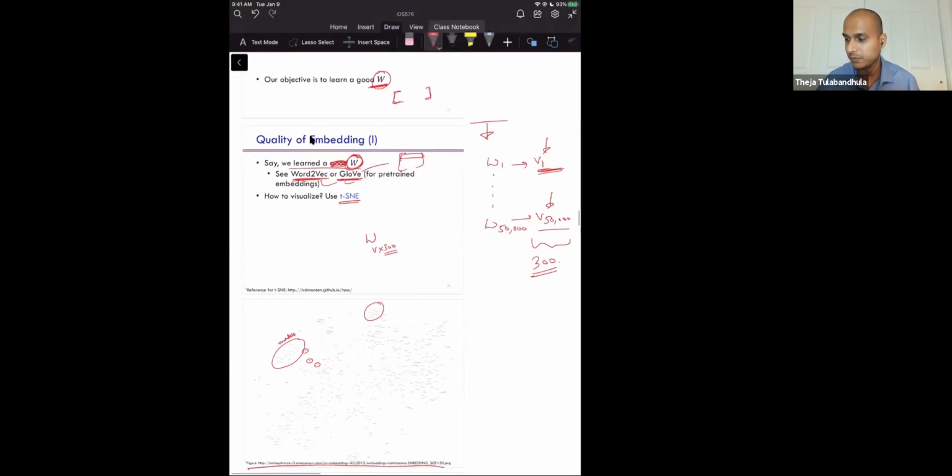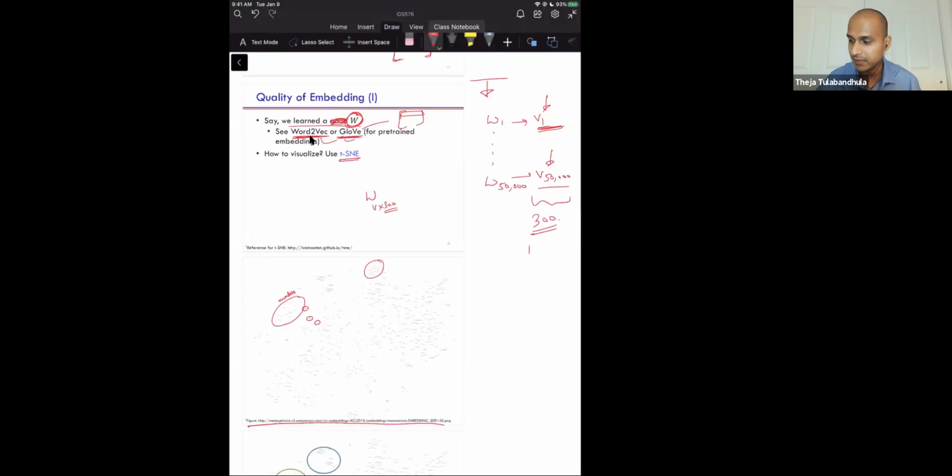So you could do nearest neighbors, but here in this slide we are trying to show what if you did just projection. One projection function you can use is t-SNE. I think it's called t-distributed stochastic neighbor embedding.